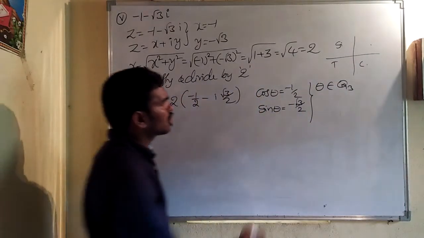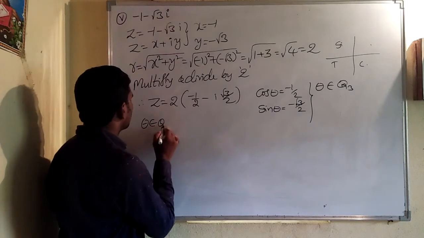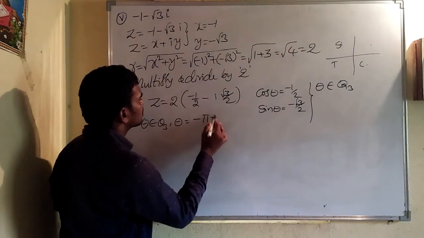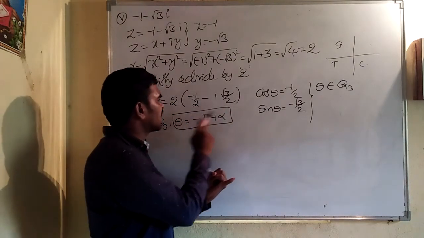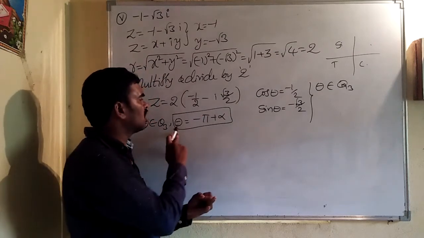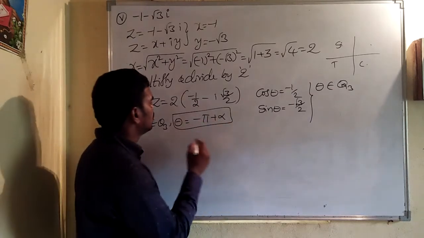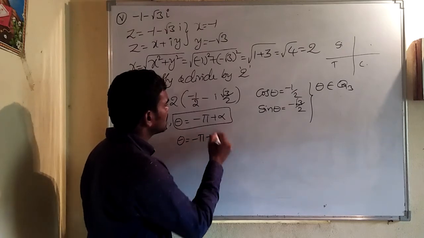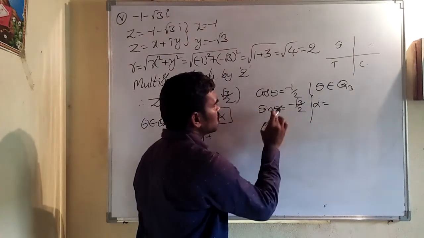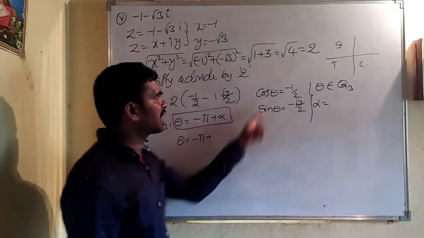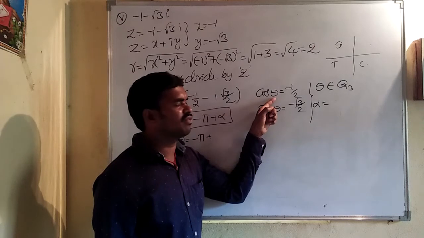Third quadrant. So in the third quadrant, what is theta? Theta equals pi plus alpha. This is a formula. In the first quadrant, theta can be taken directly as alpha. In the second quadrant, theta equals pi minus alpha. And in the third quadrant, pi plus alpha. So theta equals pi plus, what is alpha? Alpha means the angle. Here the cos value is 1 by 2 and the sin value is root 3 by 2. Check the cos values: cos 0 is 1, cos 30 is root 3 by 2, cos 45 is 1 by root 2.